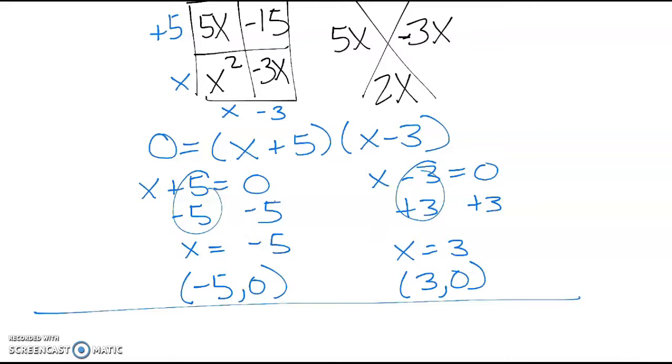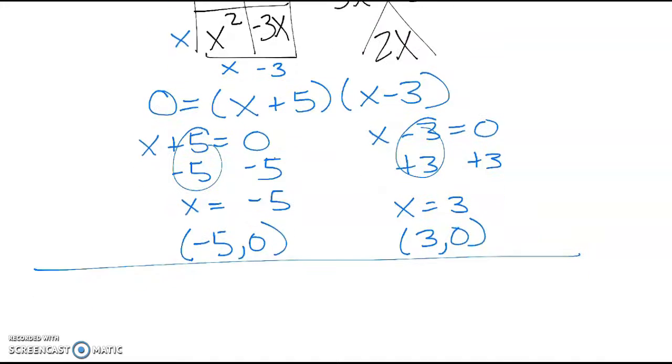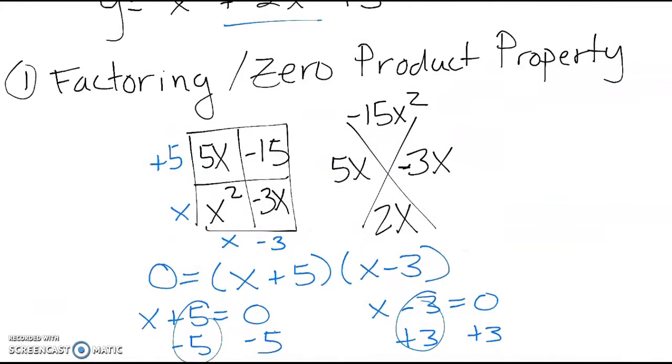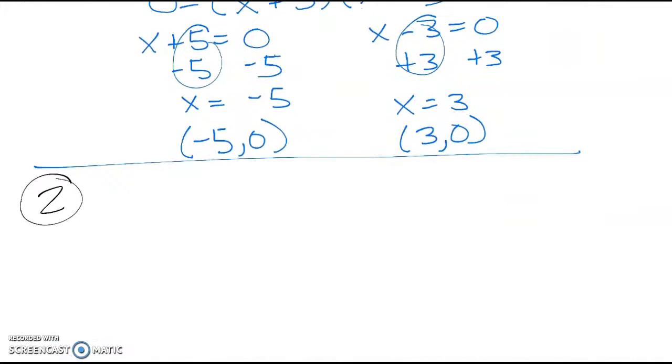Then you want to do it a second way. On your second method, you get to choose between completing the square and using the quadratic formula. You only have to do it one of those two ways. I will show you both, but know that you are going to solve it once by factoring, and then the second time you choose quadratic formula or completing the square. All right, so I'm going to start with completing the square.